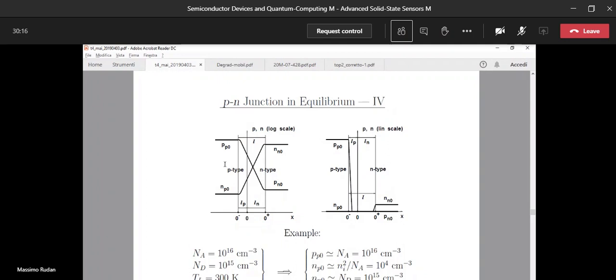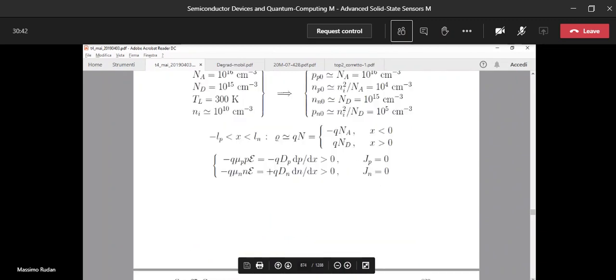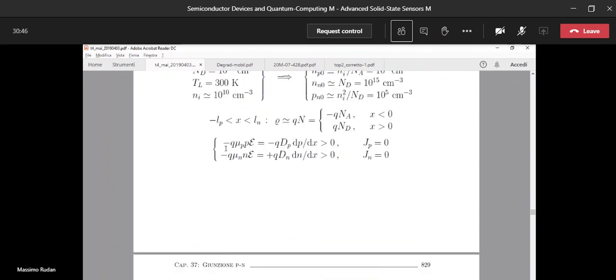So diffusion would try to push the holes from left to right. The electric field is pushing the holes from right to left. In the equilibrium conditions, these two actions counterbalance each other exactly, and we have no current. So if you look at the expression of the drift diffusion current density for the holes, you find that, remember the field goes from right to left. So it is negative because it points opposite to the orientation of the x-axis.